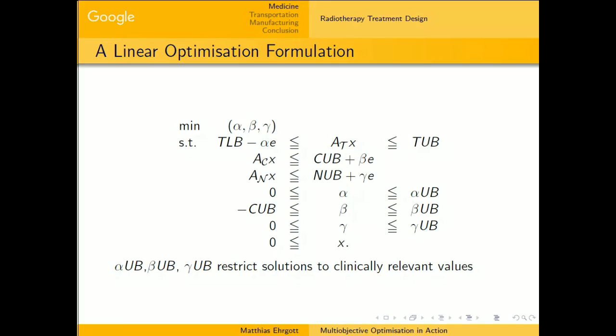It has other side effects. For the critical structures, that's what C means, and the normal tissue, that's everything else. There's obviously an upper bound. You don't want to go beyond that.